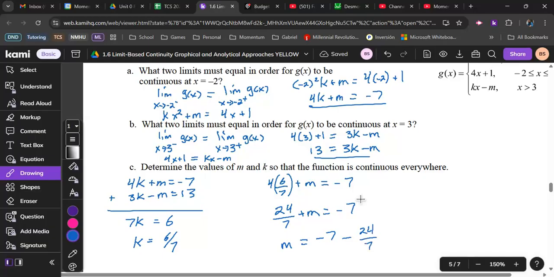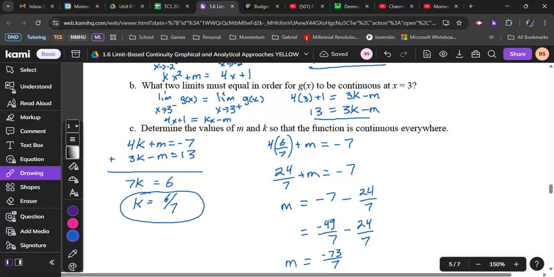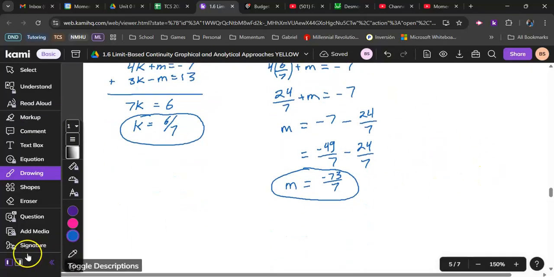minus 24 over 7. Then I'm going to need to have a common denominator so that I can put that together. So that's going to be negative 49 over 7 minus 24 over 7. And my final answer is going to be negative 73 over 7. So those would be the two values that I need in order to make this function f, or g of x, continuous absolutely everywhere.